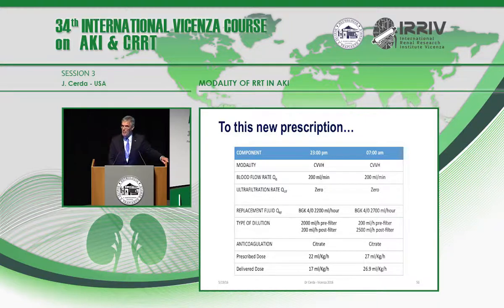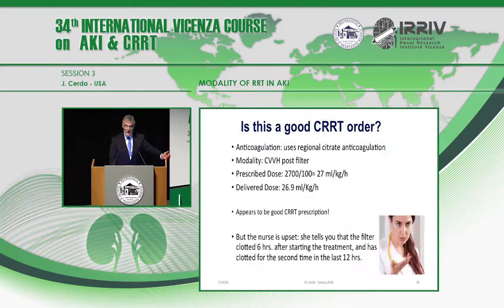Very good, right? So the machine is going, we have a higher dose, things should be perfect. Is this a good CRRT order? It uses anticoagulation, that's good. The modality is good, the prescribed dose is good, the delivered dose is good. It appears to be a good prescription, right? But the nurse is upset. She tells you that the filter clotted 6 hours after starting the treatment and has clotted for the second time in the last 12 hours.